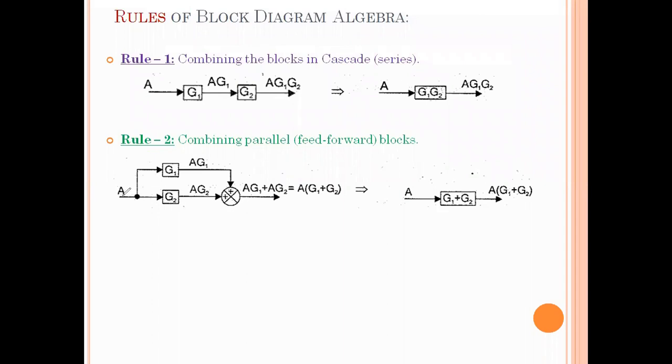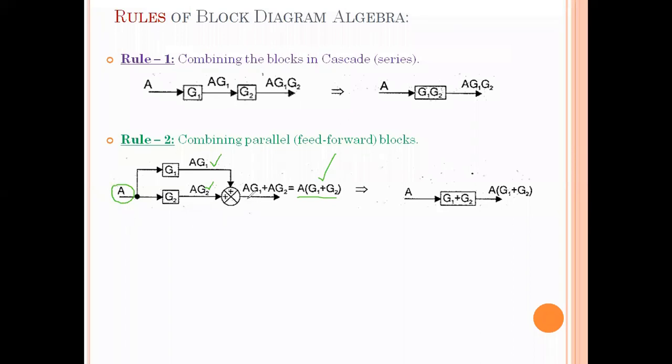You can see here, first calculate the output of G2. A is entering into G2, so the output of G2 will be A into G2. And similarly, the same A is going into this G1, so the output of this G1 will be A into G1. When we add these two with the help of the summer, we will get this output. We are adding these two: AG1 plus AG2, simply take out the common, so A into G1 plus G2. So we need to get the output as A into G1 plus G2, but the input will be A.